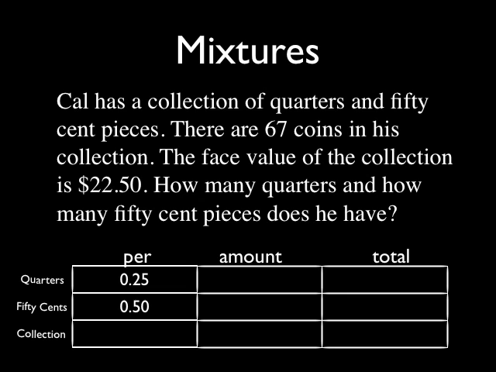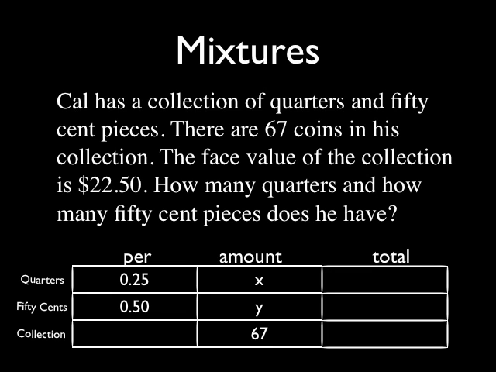Okay, what else do I know? I don't know how many quarters or 50-cent pieces, but I do know that there are 67 pieces in the collection. So I have X for the number of quarters, Y for the number of 50-cent pieces, and 67 for the total number of coins in the collection.